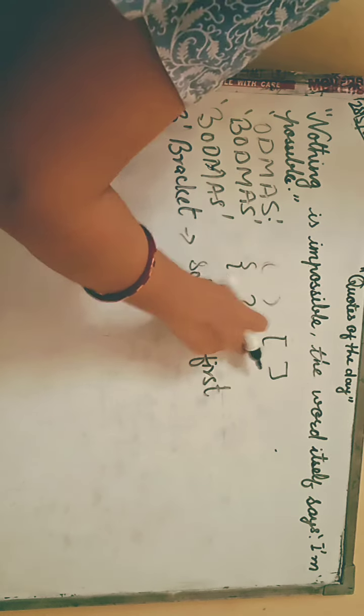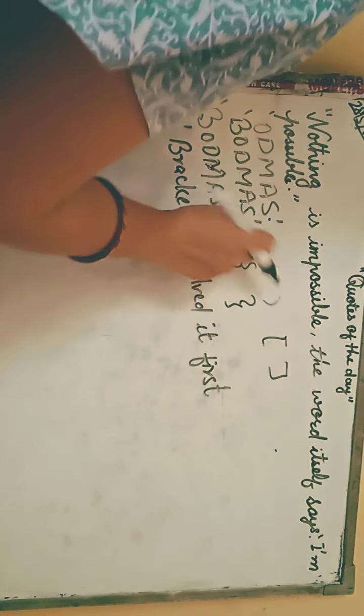It means there are three orders. First, if the question has a small bracket, you will solve the small brackets or parenthesis brackets, then after that you will solve the curly brackets, then after that the square brackets you can solve.